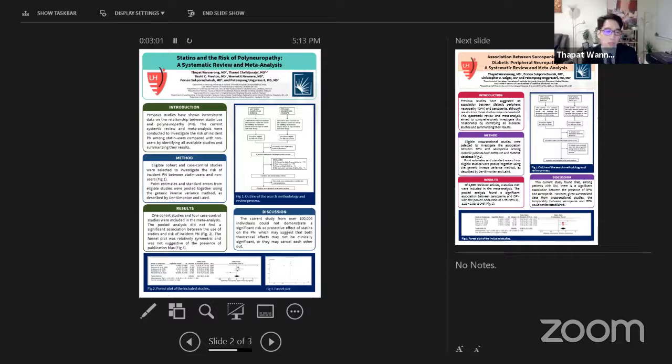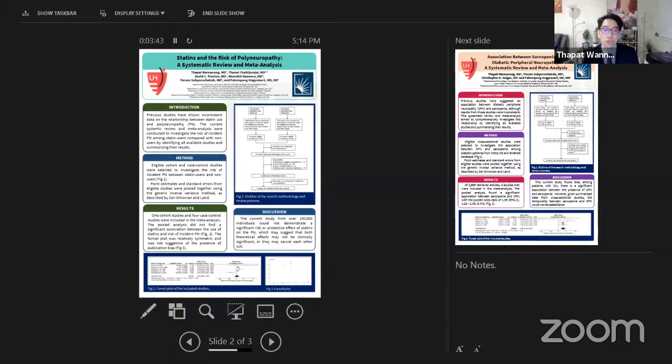We did an extensive search in both Embase and Medline databases, identifying all eligible cohort and case-control studies that met our criteria. From over 4,000 studies, we found 5 studies, 1 cohort and 4 case-control, that met our criteria, and we performed the analysis. The results did not show any significant association between the use of statins and the risk of peripheral neuropathy, as you can see from figure 2. And the publication bias of this study is moderate, as shown in the funnel plot in figure 3.